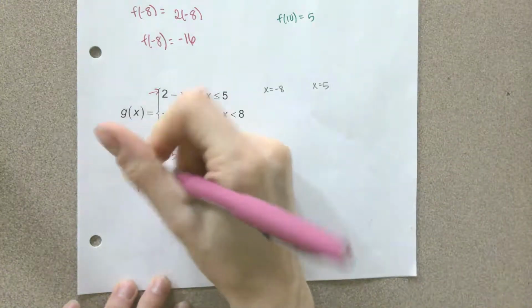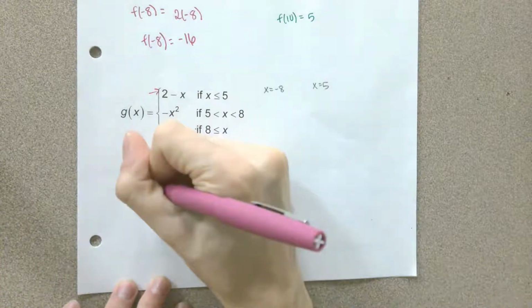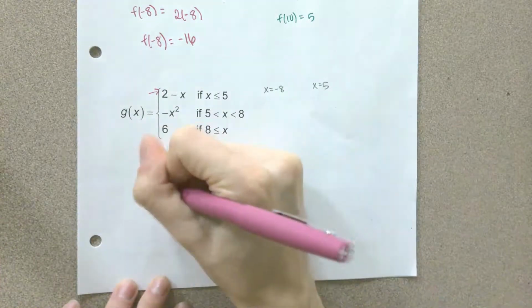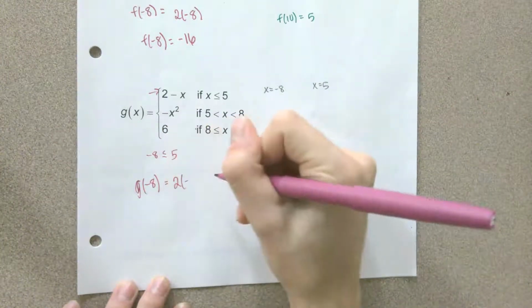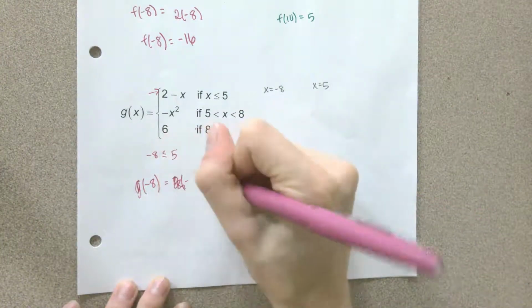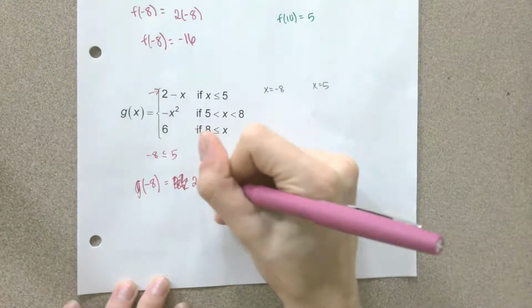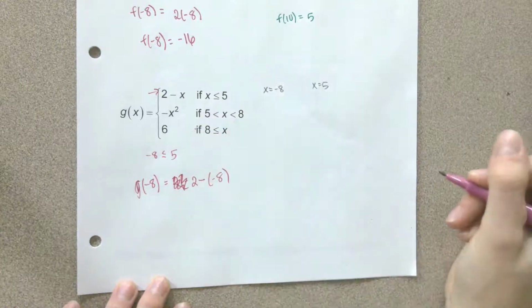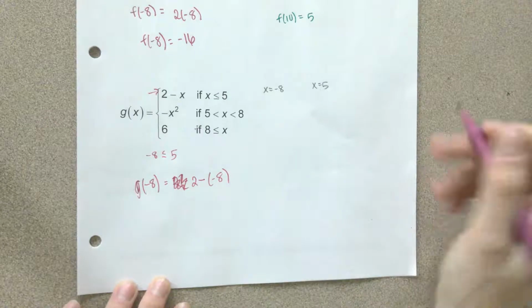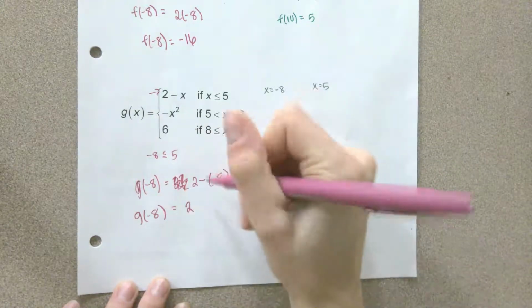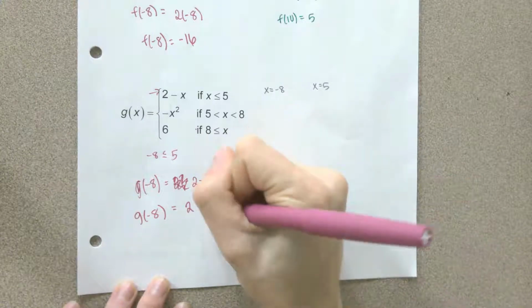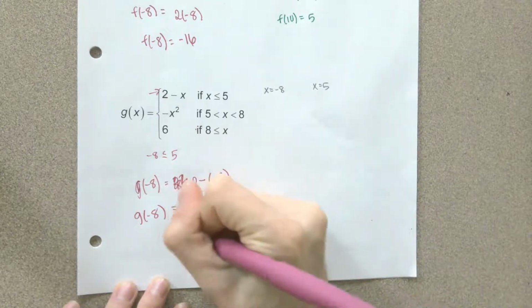So, we're using g here. g of -8 equals, and then we just fill in, oops, this should be 2 minus -8. Okay, so g of -8 equals 2, a minus a negative gives us a positive, which gives us 10.